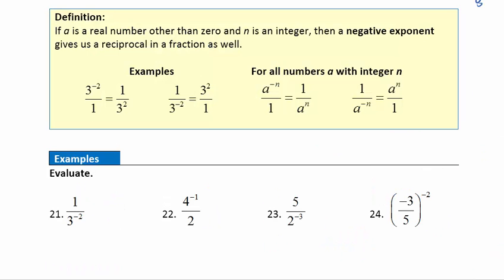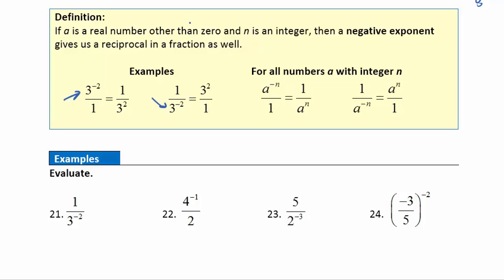Let's take a look at another definition now. If we have a fraction, then we also will get a reciprocal with a negative exponent. So notice here I'm starting with this fraction, 3 to the negative second power over 1. To get rid of the negative exponent, now I'm going to drop that down to the denominator, or flip this whole fraction. Same thing happens if the 3 to the negative second power was in the denominator, then I would take the whole fraction and take the reciprocal of that fraction.